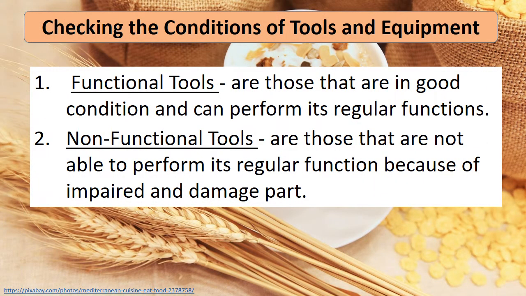Checking the conditions of tools and equipment. Number 1. Functional tools are those that are in good condition and can perform their regular functions. Number 2. Non-functional tools are those that are not able to perform their regular function because of impaired or damaged parts.